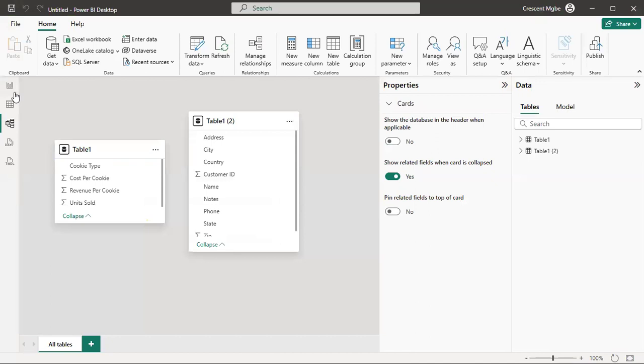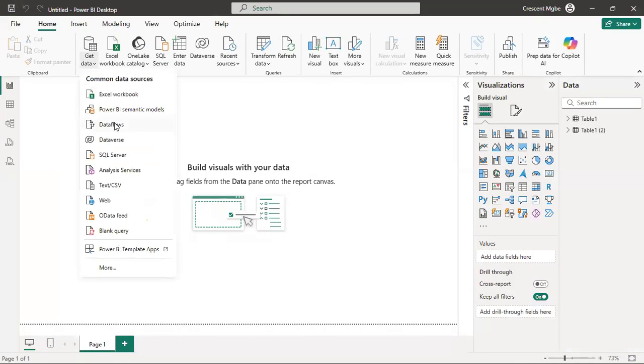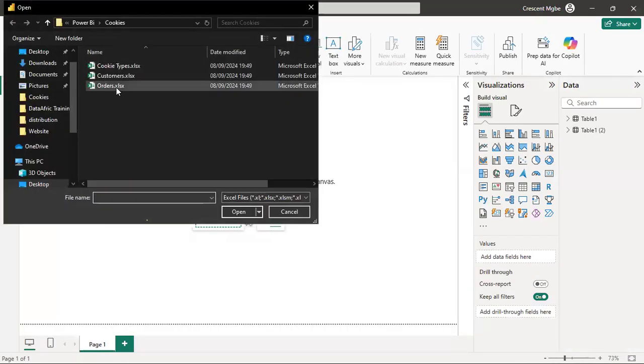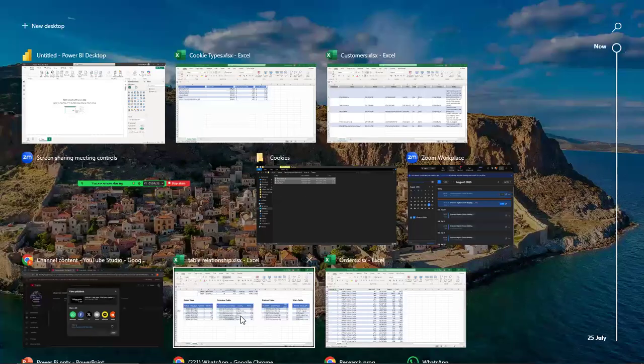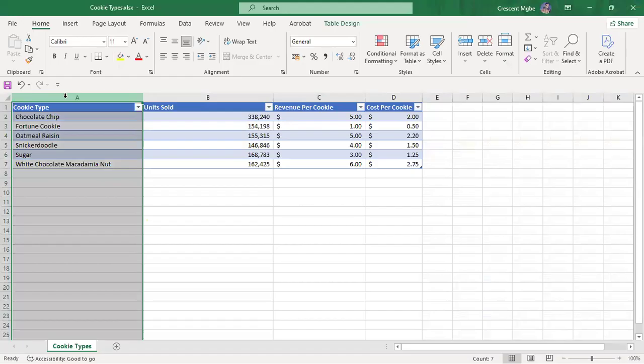Now let's bring in the third table. Come here. Then bring the other table. So before bringing the other table, let's see. This is the other table. This is the customer's table. Okay, this is the cookie type. This cookie type has all the types of cookie, right?